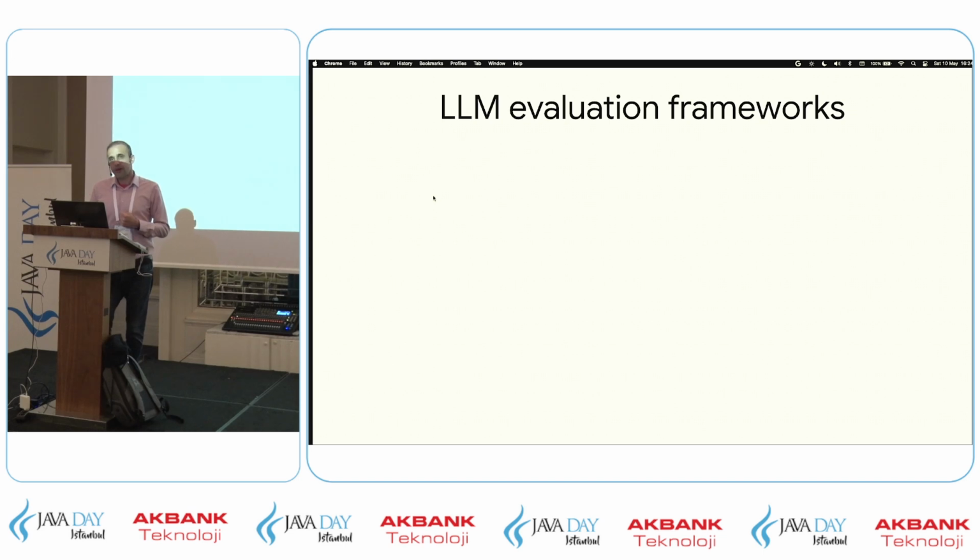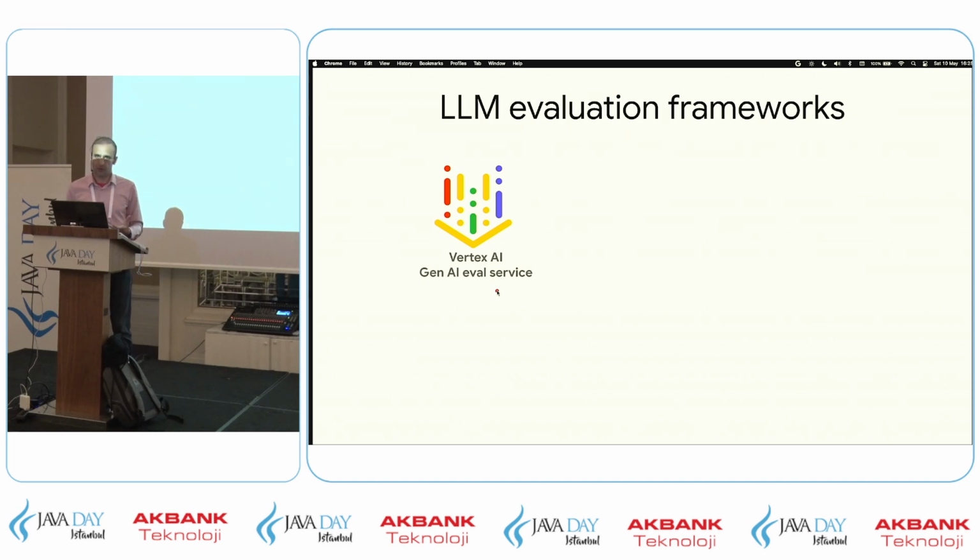Now, when you talk about measuring the LLM outputs, at some point you're going to need some evaluation framework. These are called LLM evaluation frameworks, and there are a lot of them out there. For example, Google Cloud has something called Vertex AI, which is the AI platform of Google Cloud. And on Vertex AI, there's something called Gen AI Eval Service that you can use to evaluate your LLM outputs. So if you're running on Google Cloud, this is the place to start.